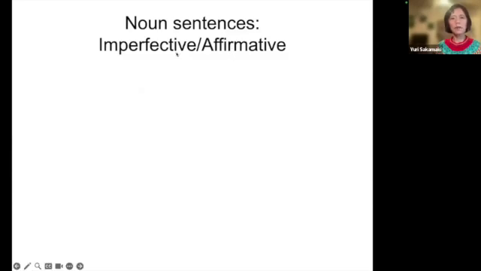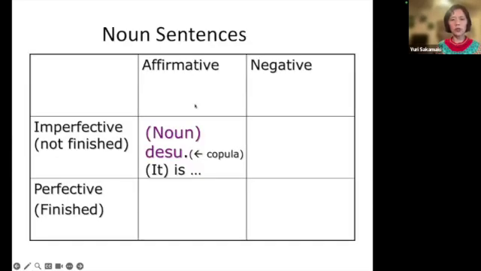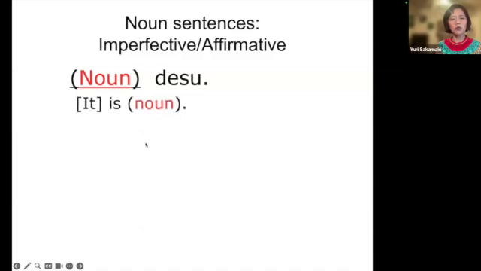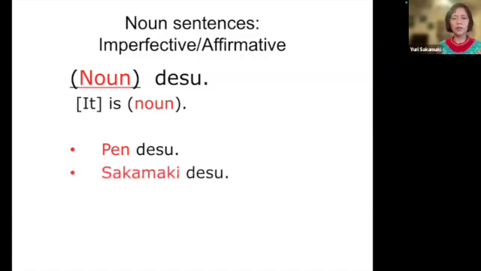So noun sentences, imperfective, affirmative. That was this box. If you knew a noun, you can just add this and then make that into a polite sentence. For example, pen, then you were saying it is, maybe it is a pen. It could be they are pens. These are pens. We don't know since we do not have a plural form of different nouns, but that's okay. If you need to know, we will tell you.